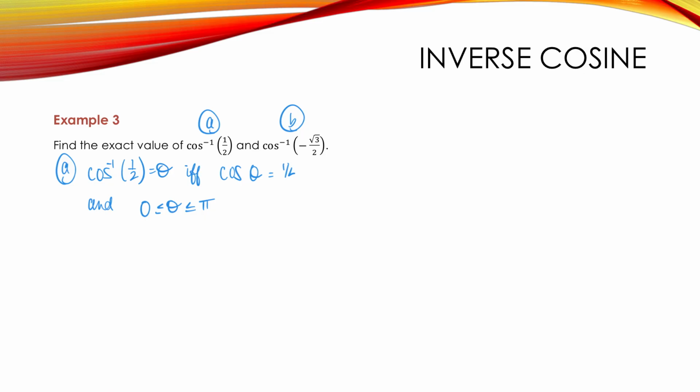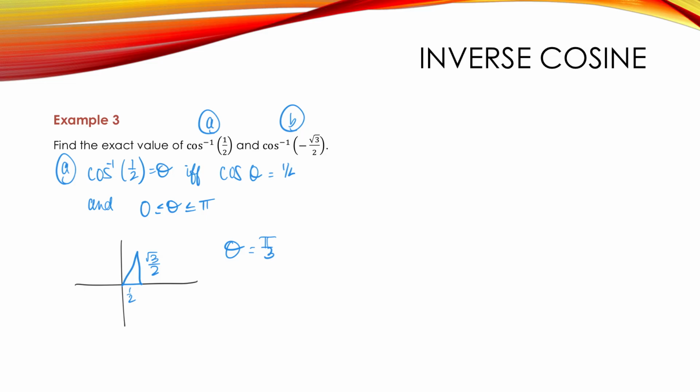So we think back to our unit circle. We have a cosine that is 1/2, which means that the sine is √3/2. This would give us a 60-degree angle, which is pi over 3. So theta here would be pi over 3.